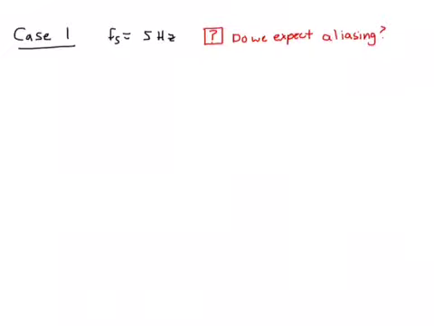Okay, so the first thing to ask ourselves when we start a sampling problem is, do we expect to see aliasing? Well, remember that the signal that we're sampling has a frequency of 2 hertz, and we're sampling it at a rate of 5 hertz. And since fs is greater than twice the highest frequency, meaning greater than 2 times 2 in this case, we don't expect aliasing. So the answer to this question is no. As we go through and solve this problem, we don't expect to see any aliasing.